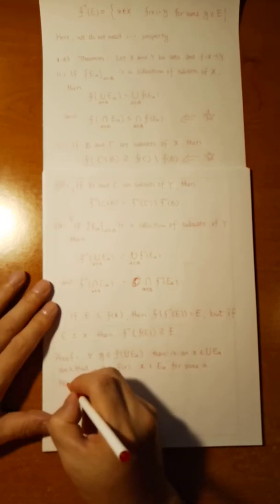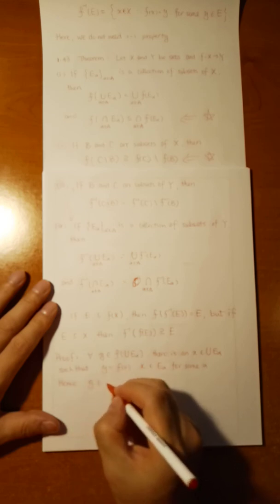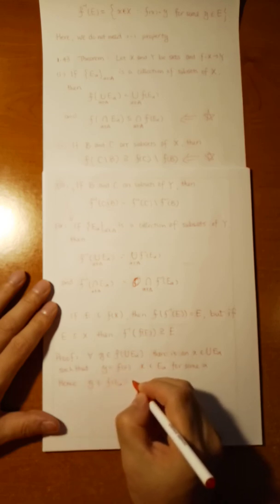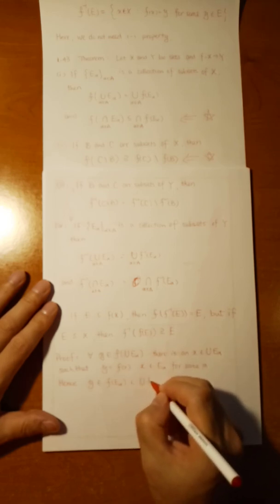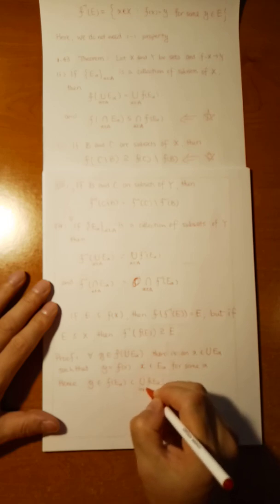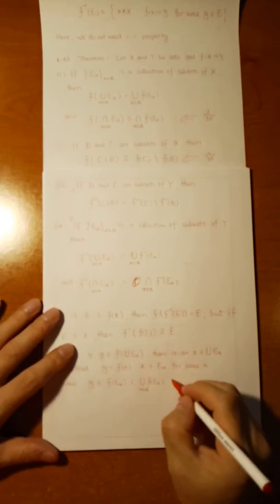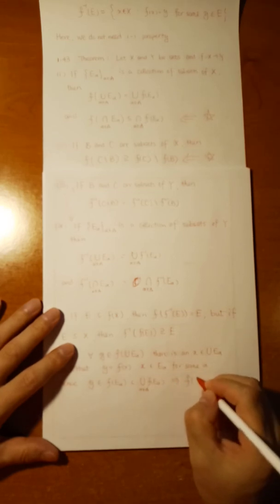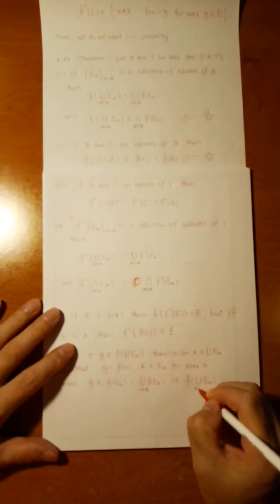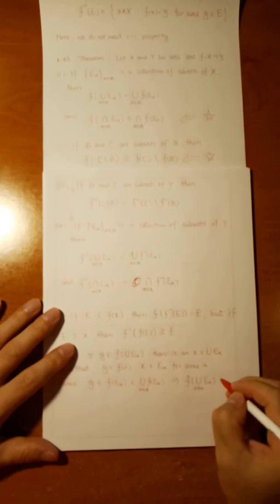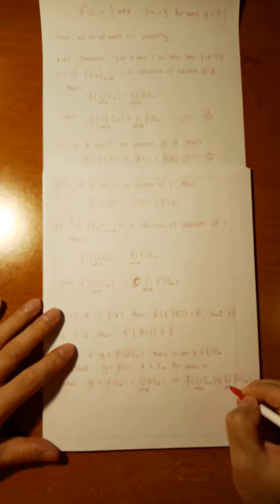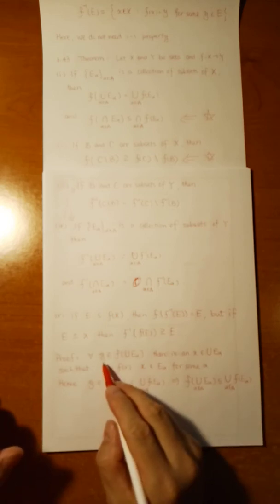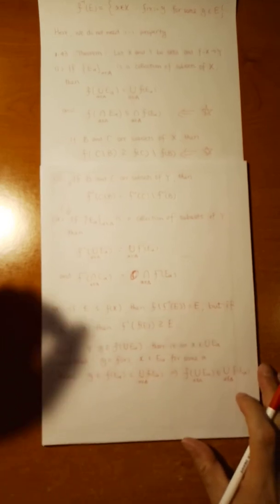Hence, y belongs to f of E alpha, which is in the union of f of E alpha. So every element, this implies f of the union of E alpha is a subset of the union of f of E alpha. Every element y is an element in the union.